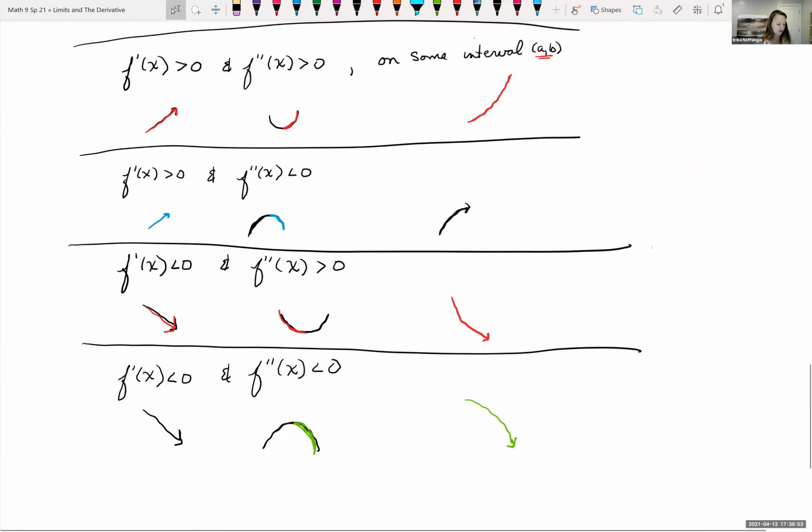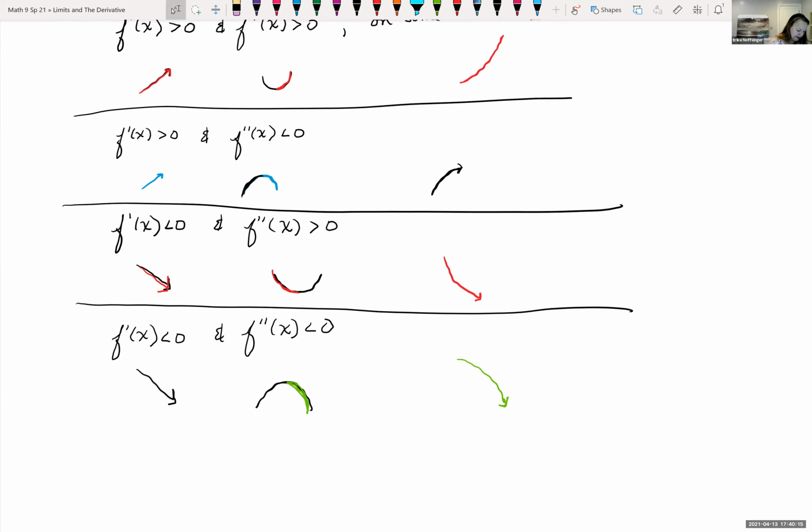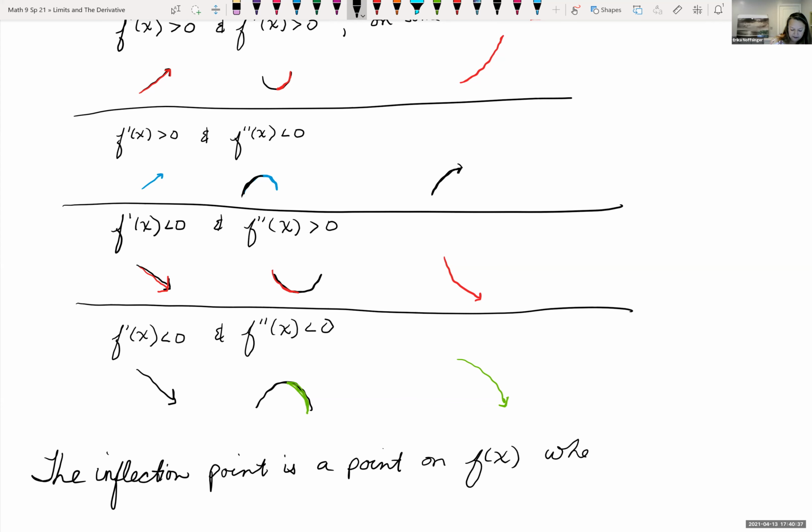Okay, so now kind of knowing what we're looking at, we're going to look at a graph and find where it's concave up and concave down. But before we do that, that point where it changes direction from concave up to concave down has a special name, and that's called an inflection point. So the inflection point is a point on our original function where the graph changes concavity.